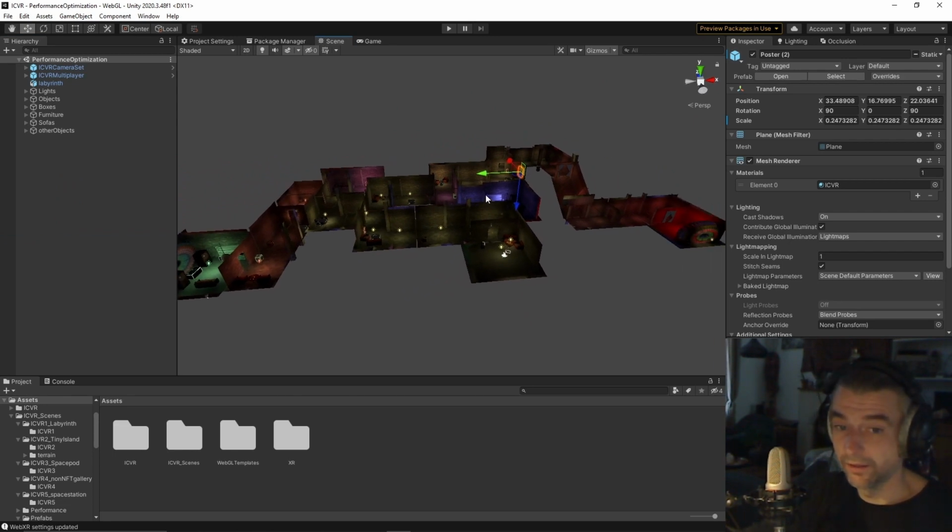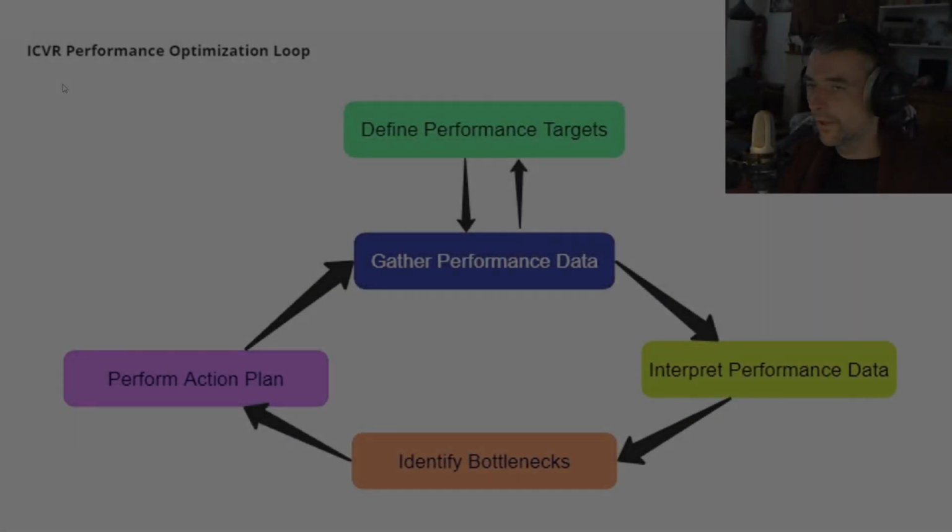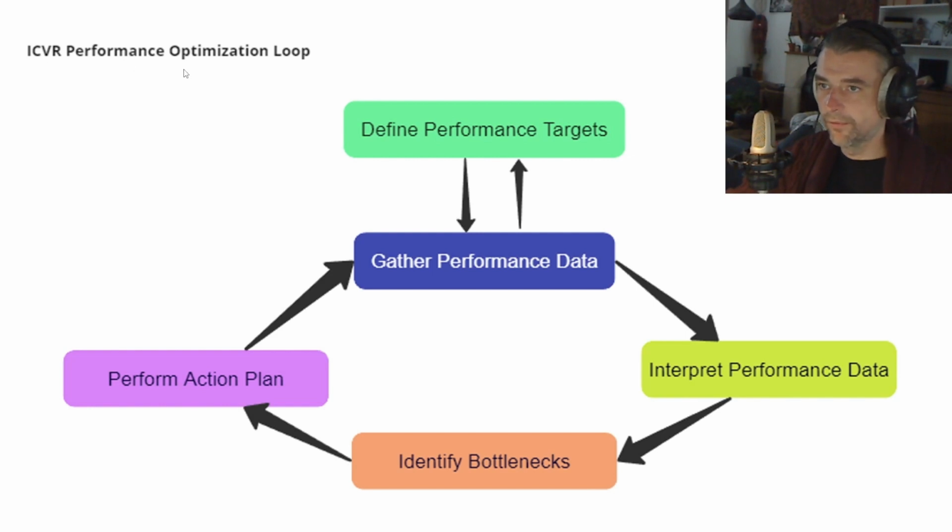We can finally start talking about performance. Okay, so here we have the ICVR performance optimization loop. And this is a workflow that we are going to use to optimize the performance of our experience. The first thing you need to do is define your performance targets. Then you need to go to Unity and gather performance data. Once you've done that, you have to interpret this performance data and identify bottlenecks, which are things that are slow, making your game run slow.